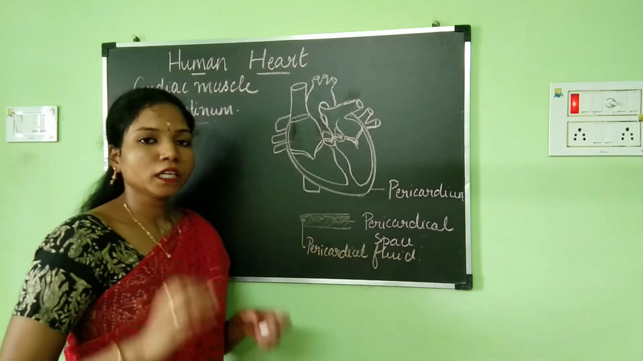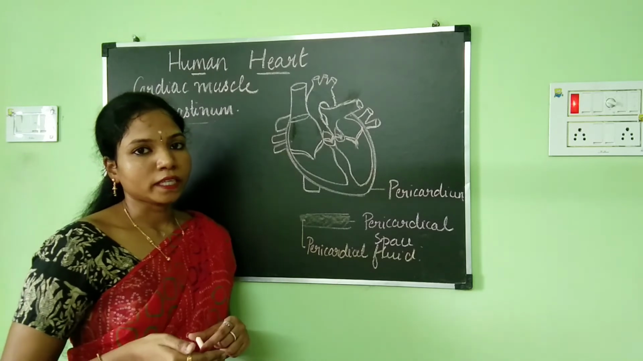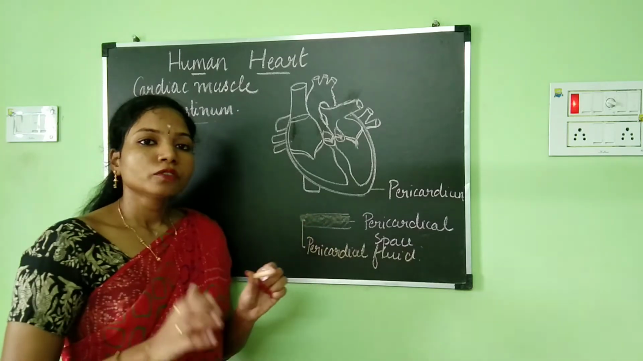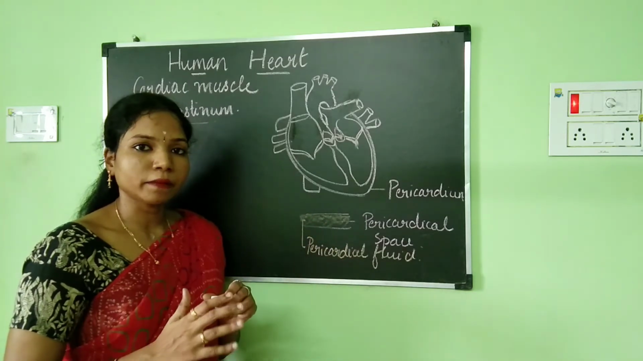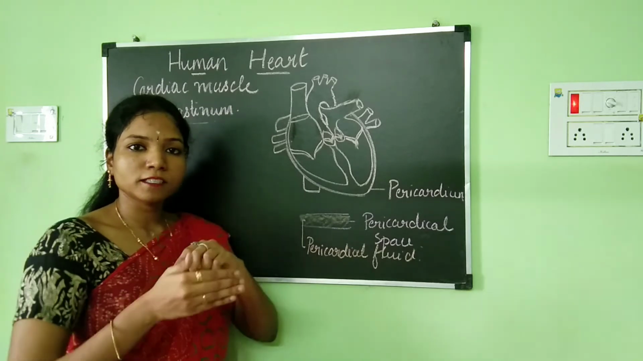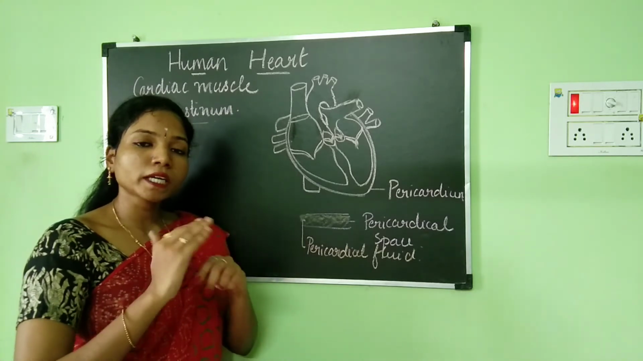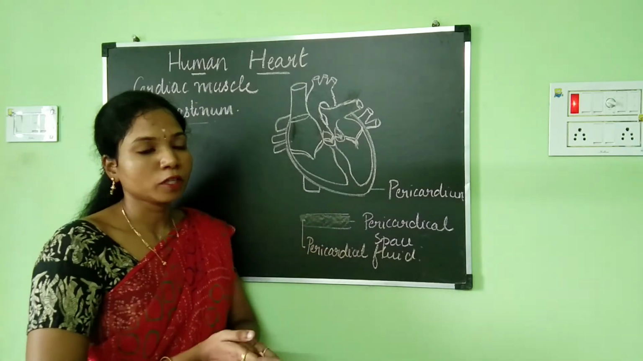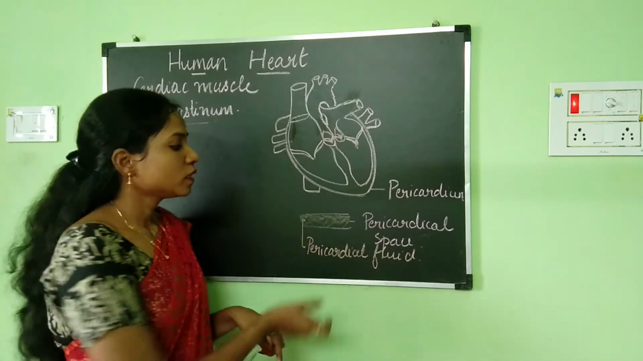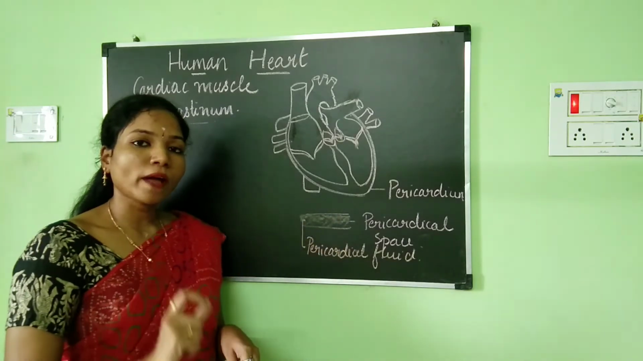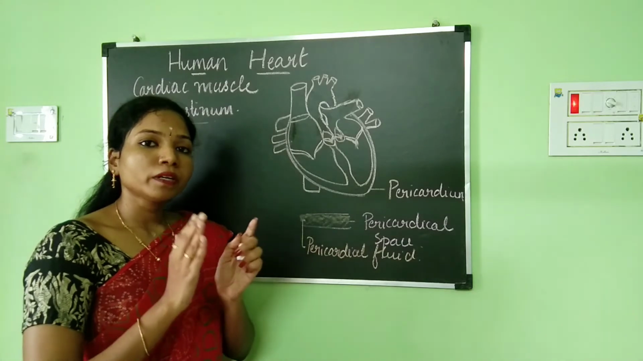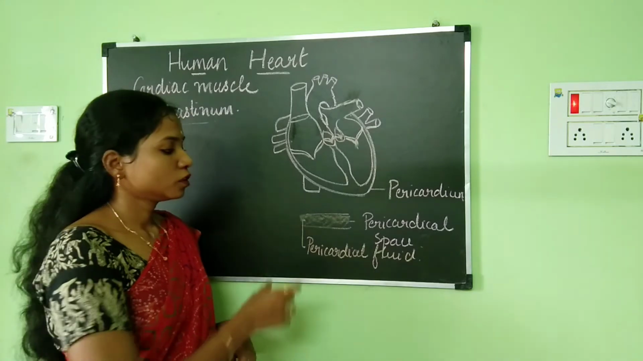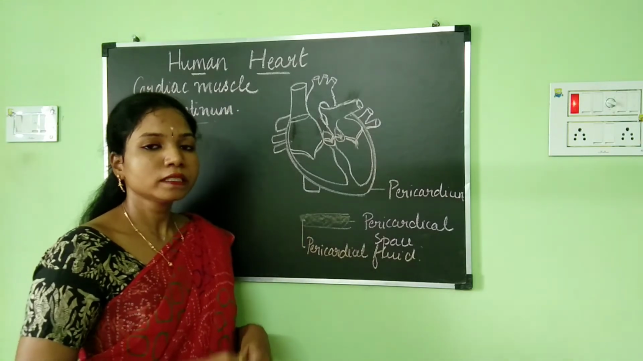This pericardial fluid acts as a lubricant. It reduces the friction between the two membranes. When the heart is beating, the two membranes are going to rub against each other, and there is a lot of possibility for the outer protective membrane to get damaged. In order to overcome this, the pericardial fluid acts as a lubricant, thereby preventing the friction between the two membranes when the heart is beating. That is the reason why the pericardial fluid is present.